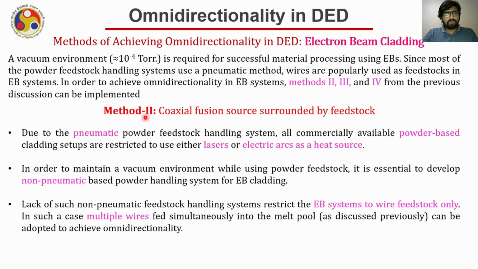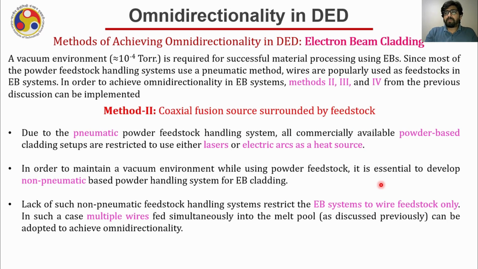So method 2 is the coaxial fusion source surrounded by the feedstock. If we are feeding the fusion source at the center and it has to be surrounded by the feedstock, I already mentioned that the feedstock can only be in the form of wire, so we have to use its approximated method. According to that, 3 wires will be fed towards the melt pool, and these wires will be 120 degrees apart.